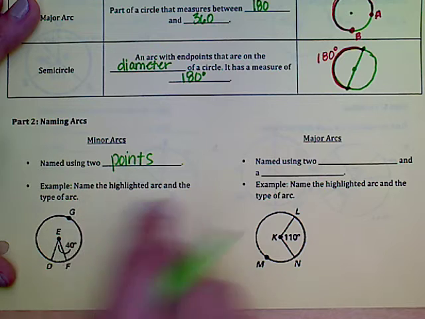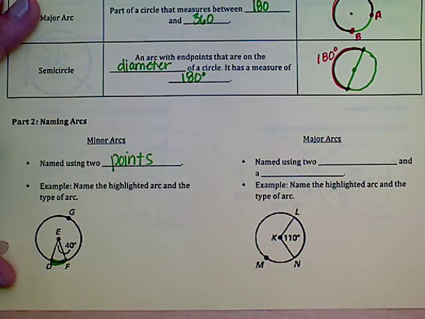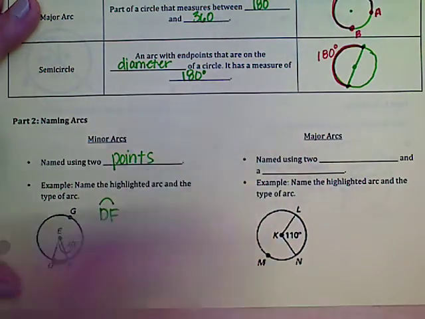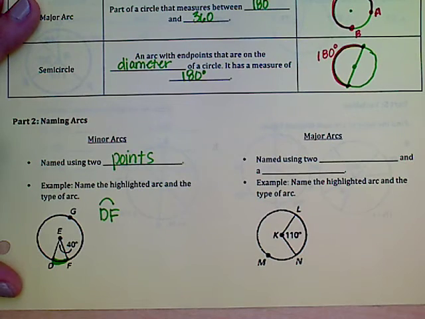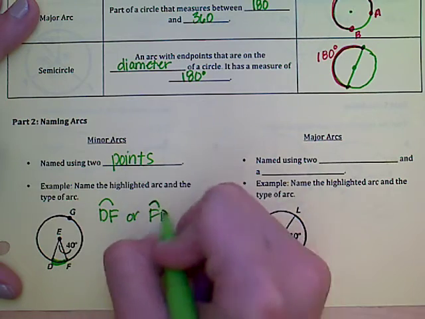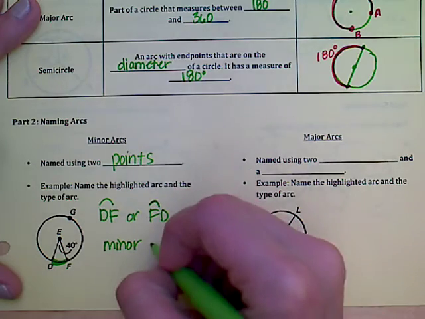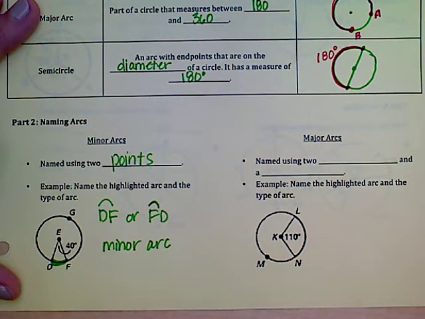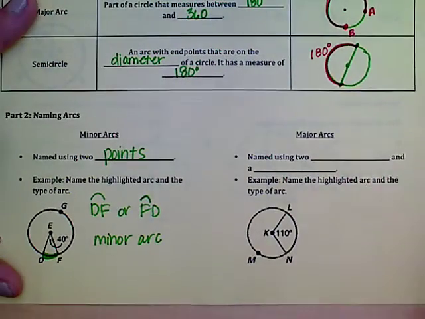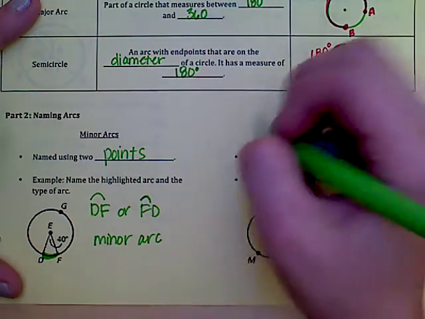So it says name the highlighted arc and the type of arc, but you can't see the highlight on here, so I'm just going to highlight this arc here. If I was going to name that arc, that would be DF, and we just write a little arc over it. Kind of like a segment notation, but it's in the shape of an arc. I could also call it FD. Either way would be fine. And we know, of course, that that's a minor arc because it's in the minor arc section. But if you're asked to name the type of arc, you say it's a minor arc. Now, a major arc is named using 2 endpoints and a third point.